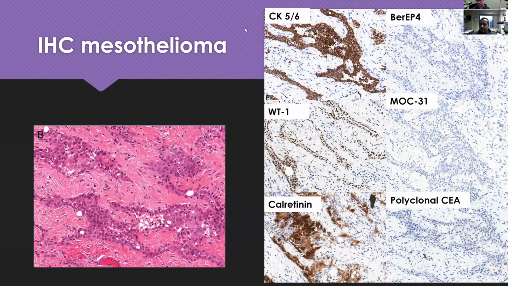So in this case, we have three mesothelioma markers: cytokeratin 5/6, WT1, calretinin, and three carcinoma markers: BRIP4, MOC31, and polyclonal CEA. I find also that these are very difficult for trainees to remember, the right side markers, because BRIP4 and MOC31 and even CEA are not things that other specialties use very often. That's true. They just find this like a jumble of letters and numbers that's very difficult to remember.